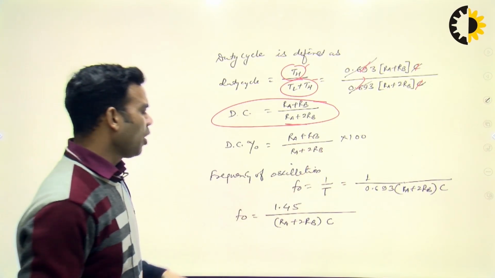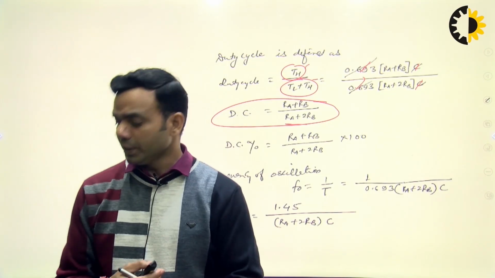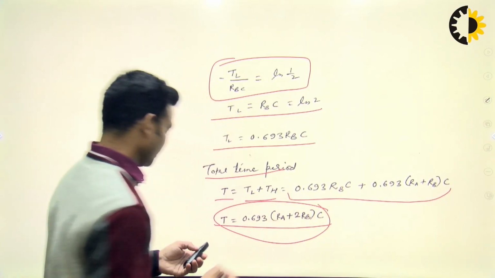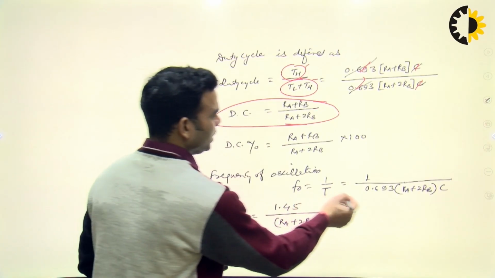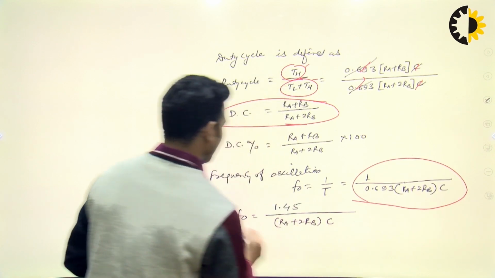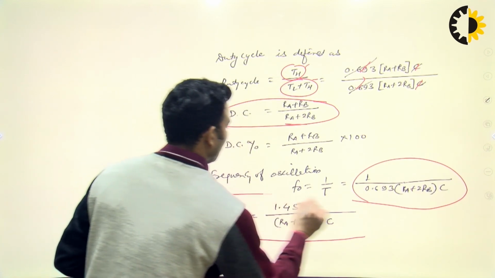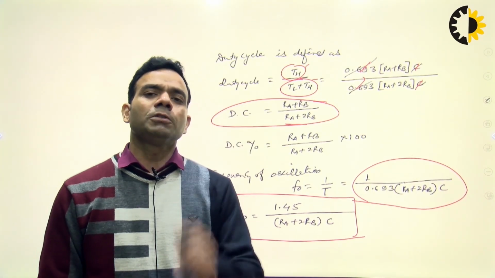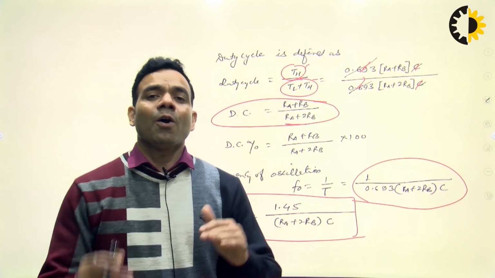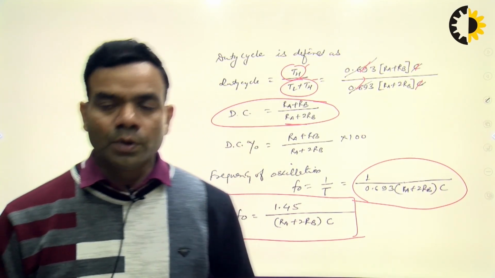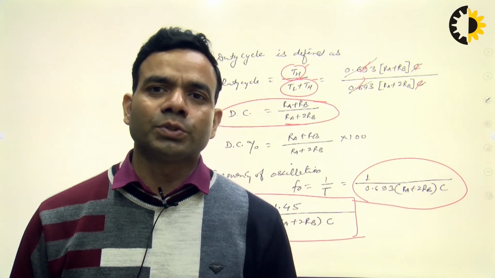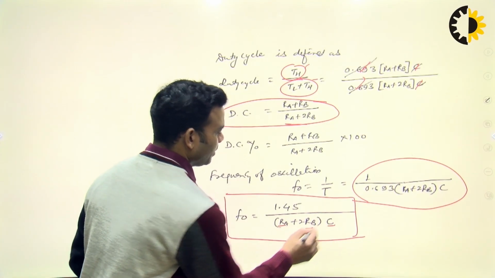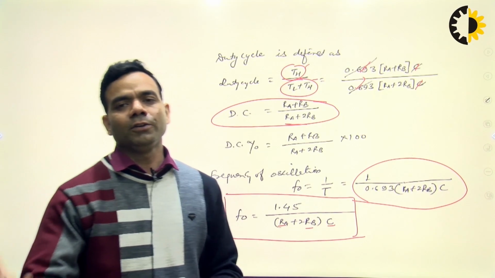The frequency of oscillation F naught is equal to 1 upon T, where T is the time period, and you have already found the time period. So F naught is equal to 1 upon T. You will put it in, and you will get F naught is equal to 1.45 upon (RA plus 2RB) into C. This is the frequency which this multivibrator will generate, or any frequency you want this circuit to generate, you can design this circuit for that. You can choose proper values of C, RA and RB, and you can obtain the desired value of frequency.